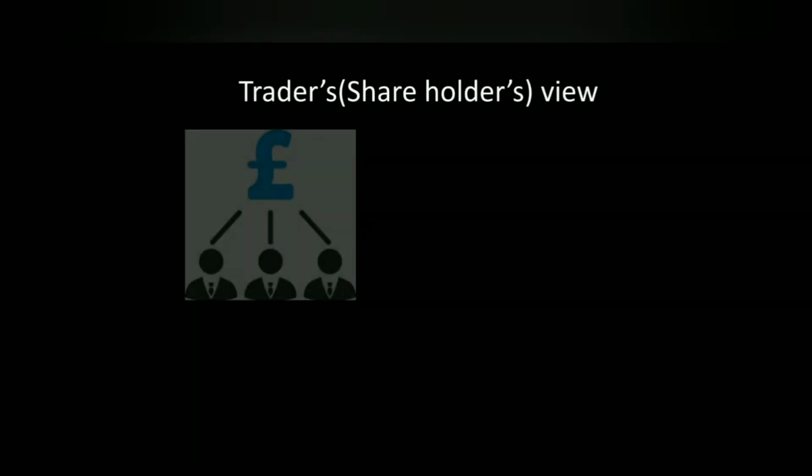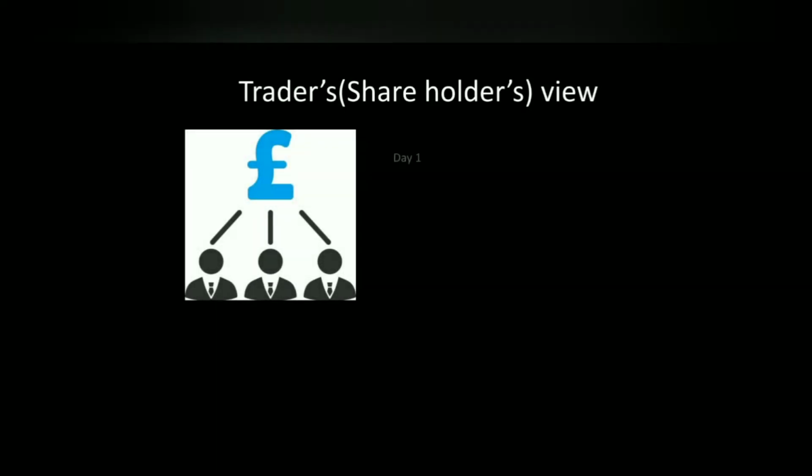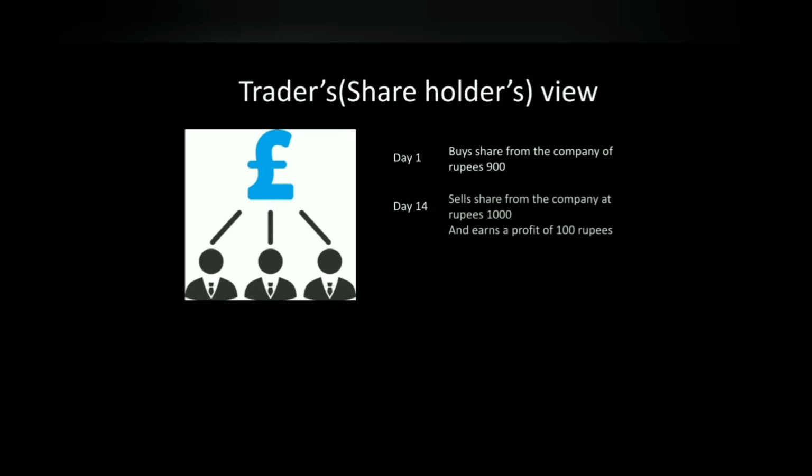Now we will see the trader's view or the shareholder's view, who buys the share from the company. Suppose on day 1, a man buys the share from the company at 900 rupees, and then on day 14, after 2 weeks, he sells it at 1000 rupees and earns a profit of 100 rupees. So here 900 rupees, at which he bought the share, is the face value or the nominal value. 1000 rupees is the market value, which keeps on changing from time to time.